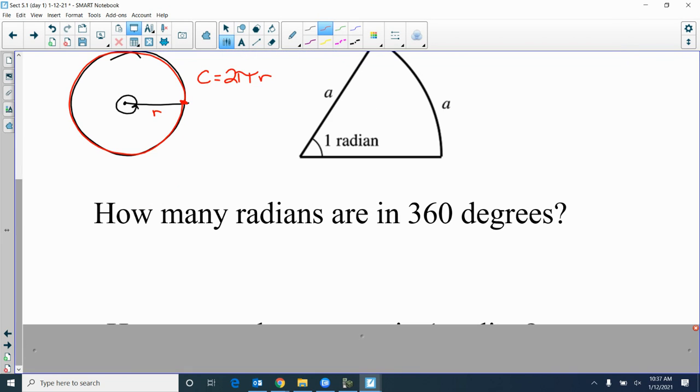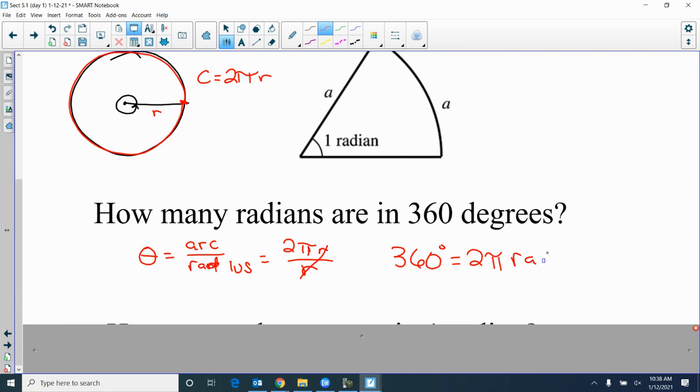So the angle equals the arc divided by the radius. The arc is 2 pi r. The radius is r, so what cancels? The radiuses. So that's how 360 degrees is equal to 2 pi radians. You got into that last year, maybe not as much as normal, but 360 degrees is the same as 2 pi radians.